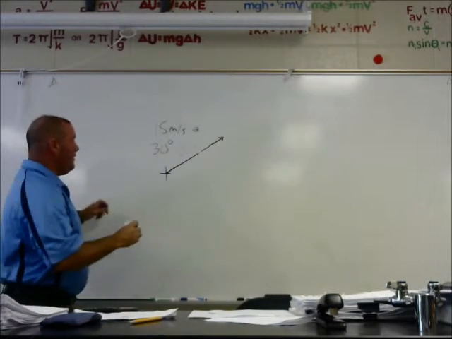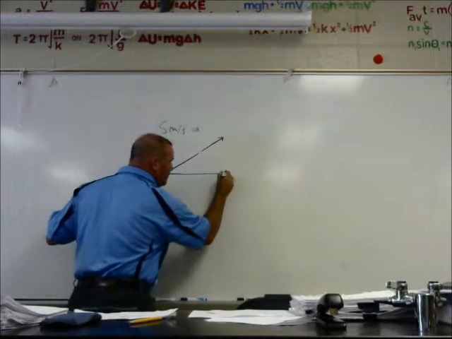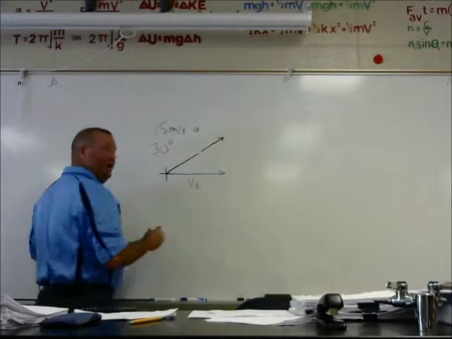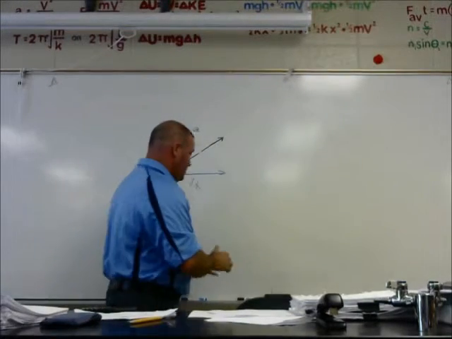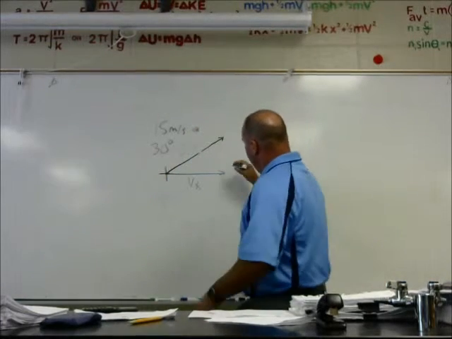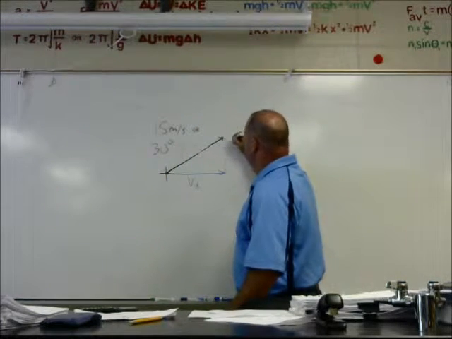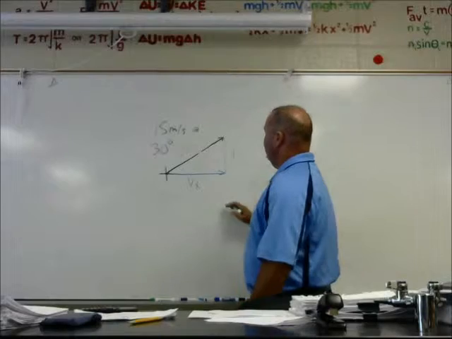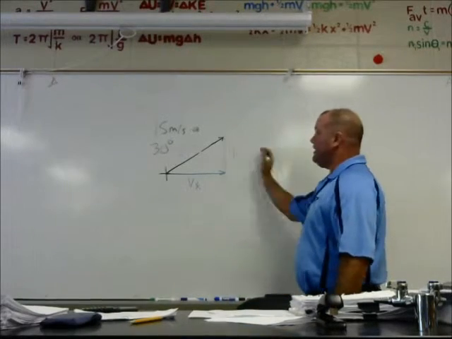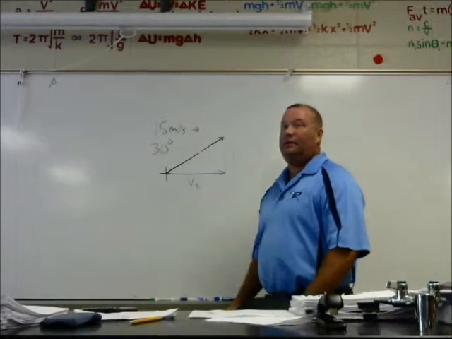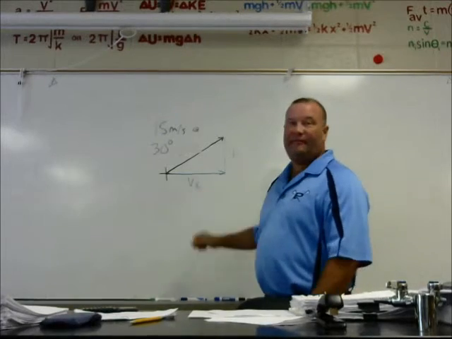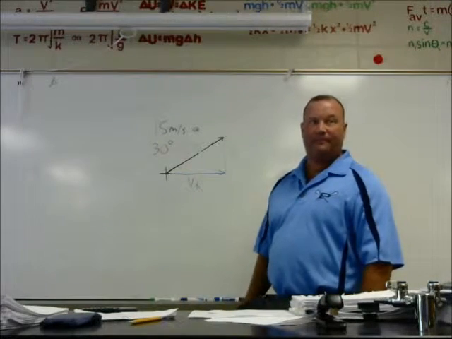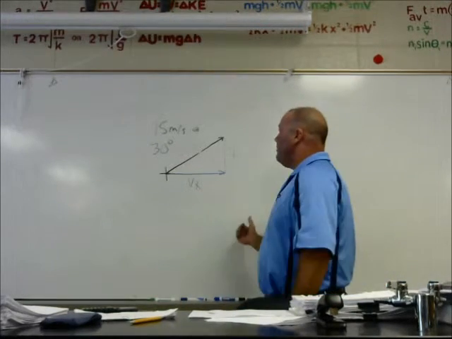We would all agree that there's going to be some x vector and some y vector, perpendicular to that, that I could place that would give me that 15 as a hypotenuse, and they would have an angle of 30 degrees. Everybody good with that? So how do I go about finding those?